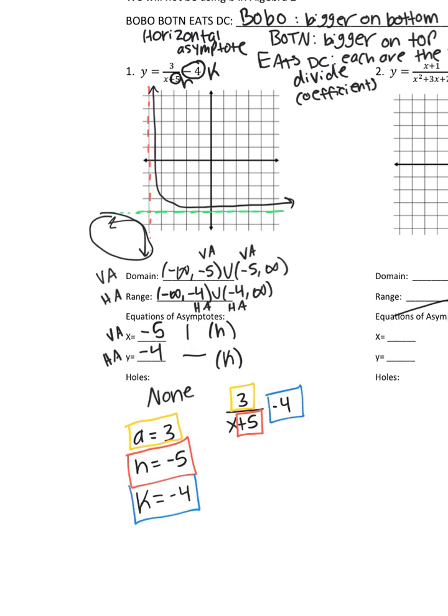Given this, I have a vertical stretch of 3, and that's coming from the a value of 3. I'm going to move to the left 5 units, and that's coming from the x plus 5. And I'm going to move down 4, and that's coming from your k value. So this is a, this is h, and this is k. Transformation should be fairly easy for you, I hope. We've been doing this with every function, even since Algebra 1. So I hope that part is not super difficult for you.